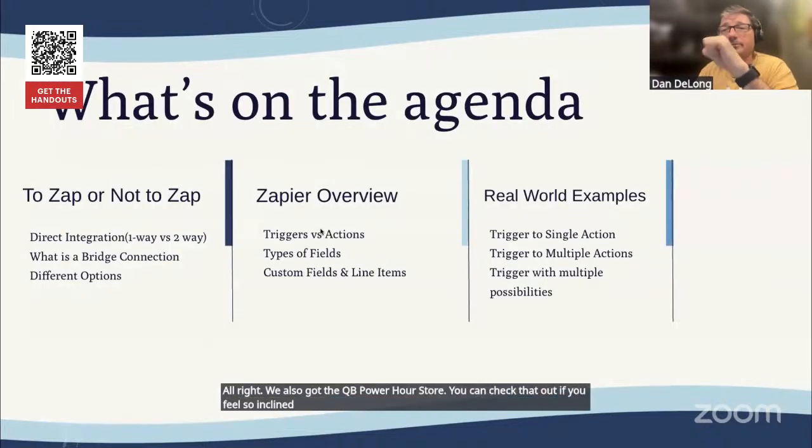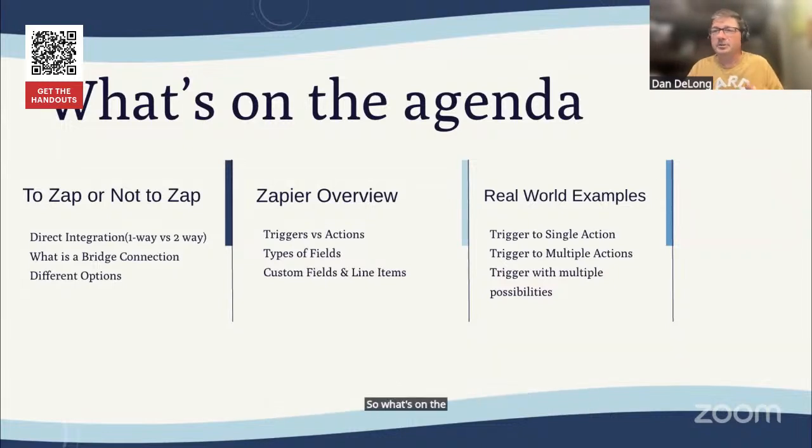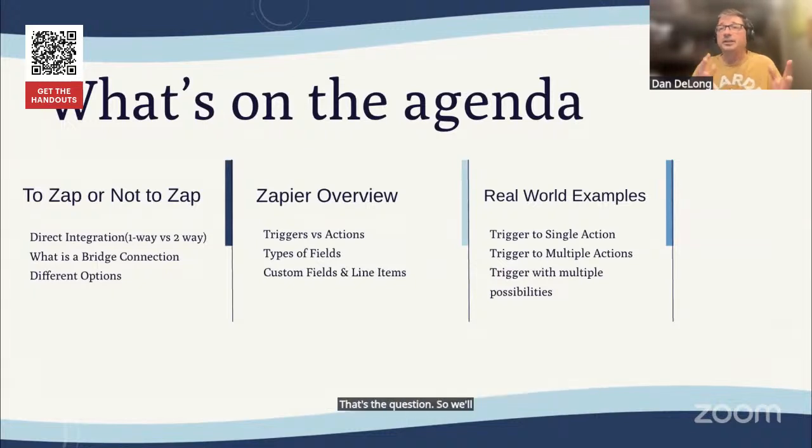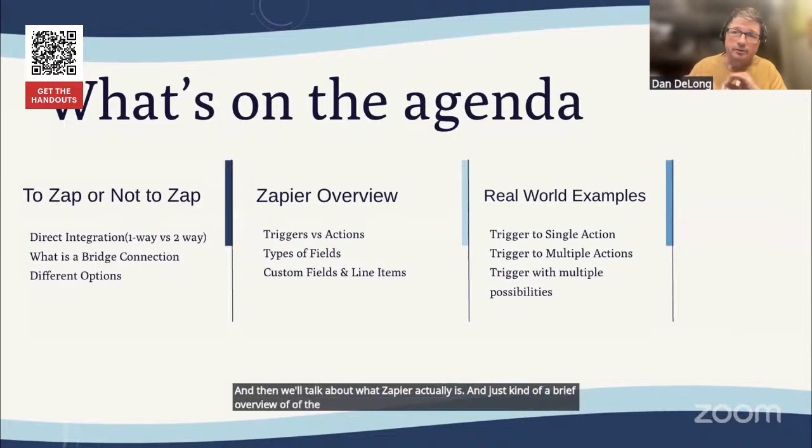So let's talk about what we're going to talk about. What's on the agenda today? We're going to set the stage, I guess this is a Shakespeare reference here, with to zap or not to zap, that's the question. So we'll unpack what's the need for Zapier, and then we'll talk about what Zapier actually is, and just a brief overview of what's under the hood of Zapier, and then we'll talk about some real world examples.